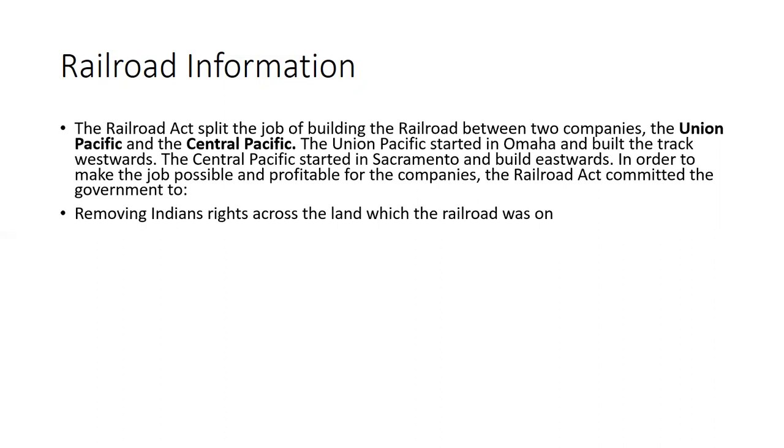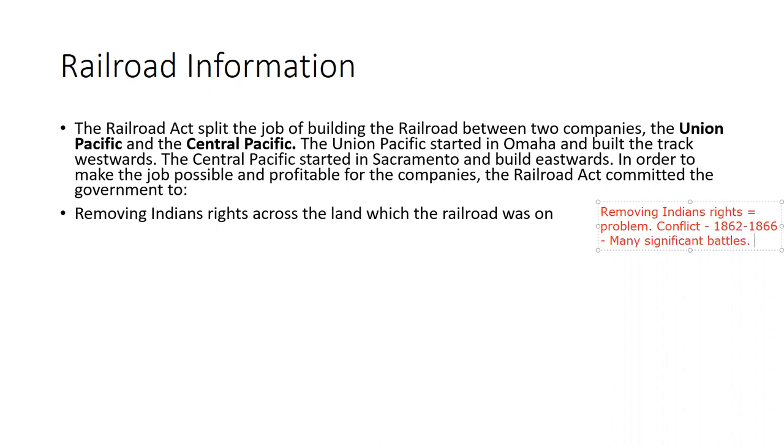In order to make the job possible and profitable, the Railroad Act, basically what the government promised these companies was that, number one, they'd remove Indian rights across the land which the railroad was on. Now, straight away, we need to consider this as a problem. Removing Indians' rights equals a problem. It's going to lead to conflict, and it is, between the years 1862 and 1866, there were many significant battles.